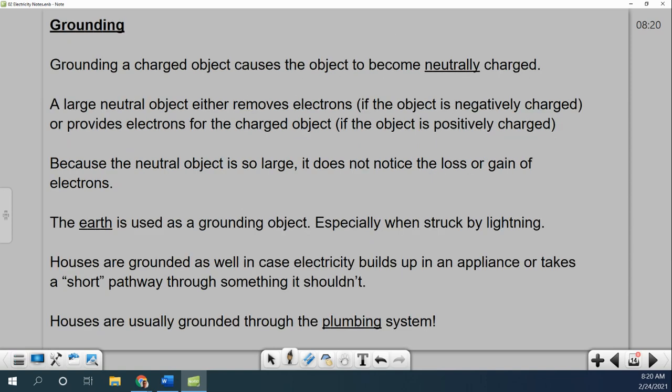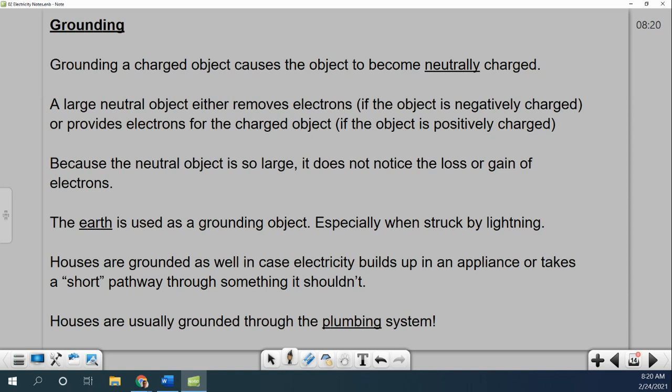So let's talk about that. Grounding. So they travel to the ground. We literally call it grounding. Grounding a charged object makes it neutral. Doesn't matter what your charge is to start with. Doesn't matter if you're positive. Doesn't matter if you're negative. If you ground an object, it's going to become neutral.